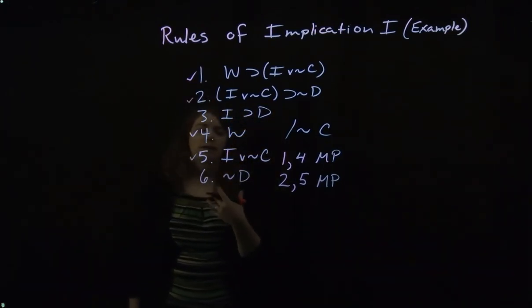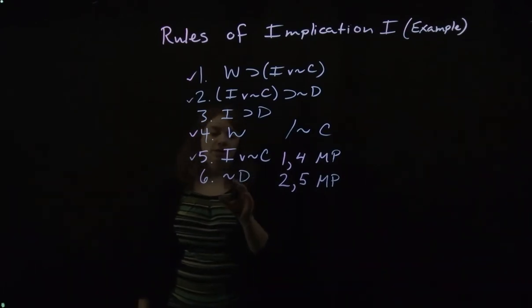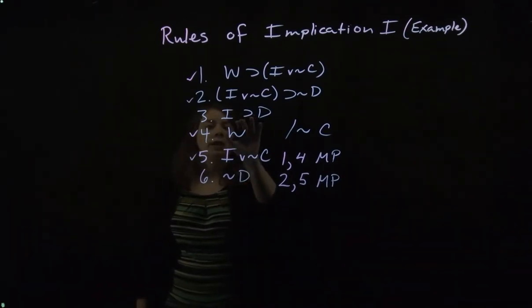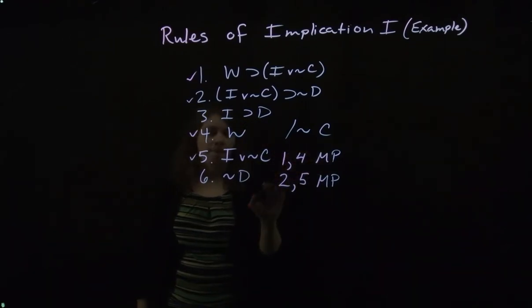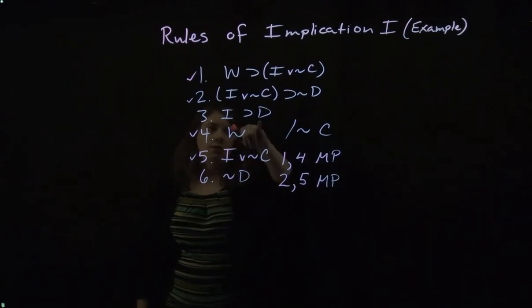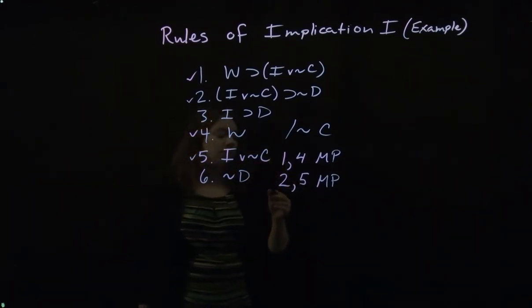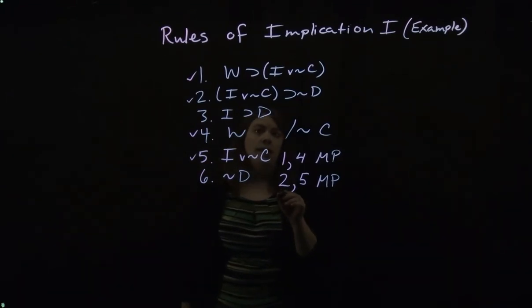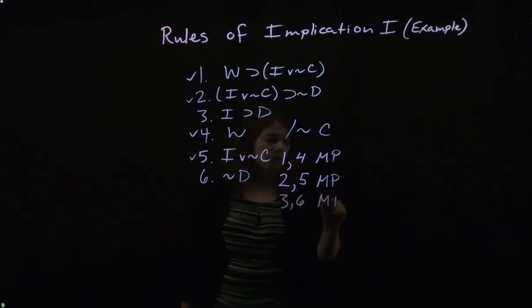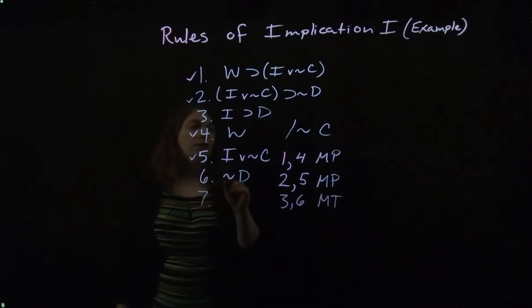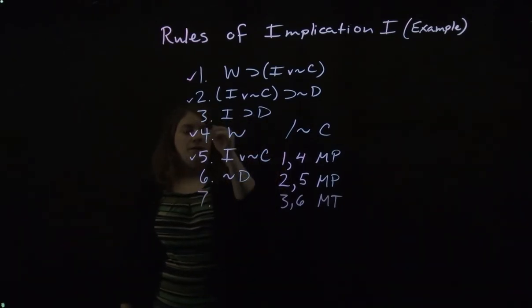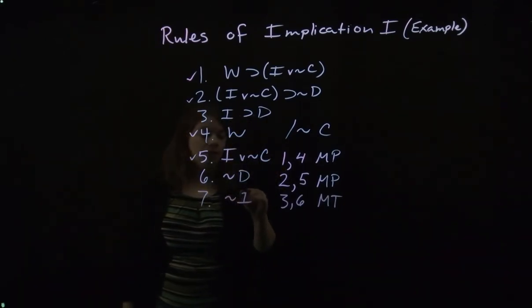And so now in the remaining lines that we have our not D, and then up here on line 3 we have the conditional I horseshoe D. Well, as we can see here, 6 is the negation of the consequent on line 3. So knowing our rules of implication here, we know that that is modus tollens. So we can use lines 3 and 6 and the rule of modus tollens to therefore derive then not I. Okay.